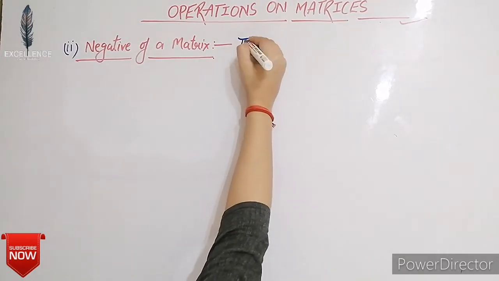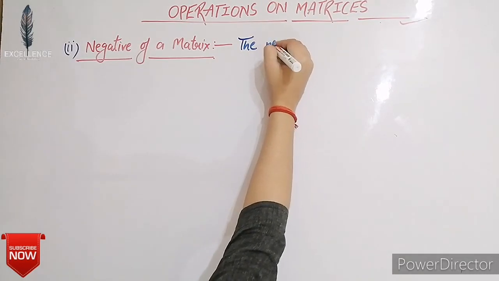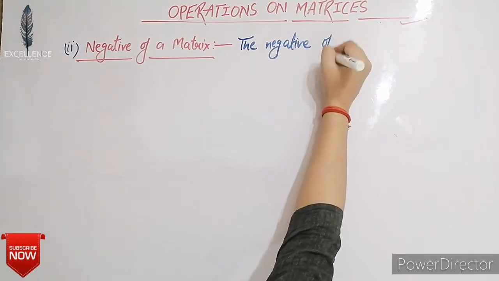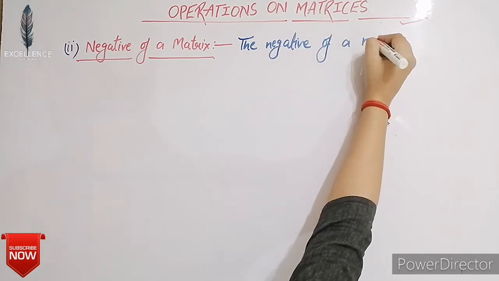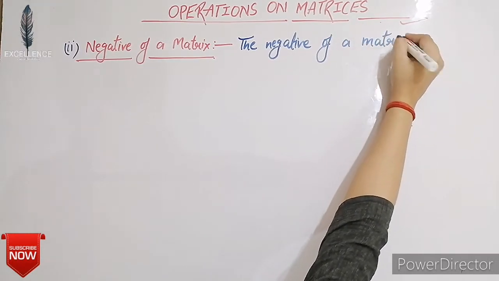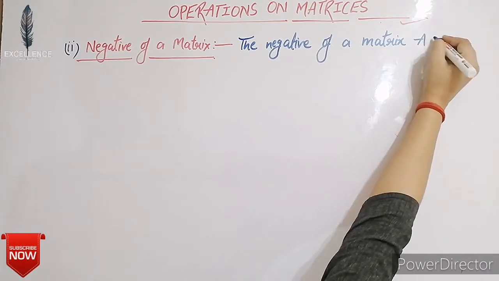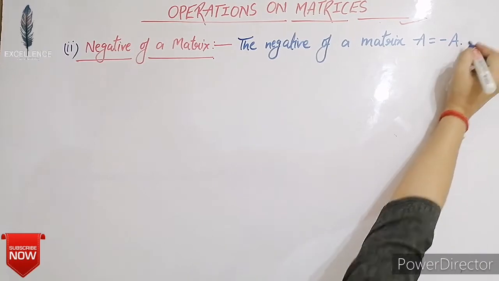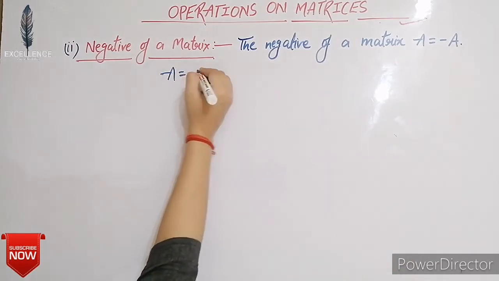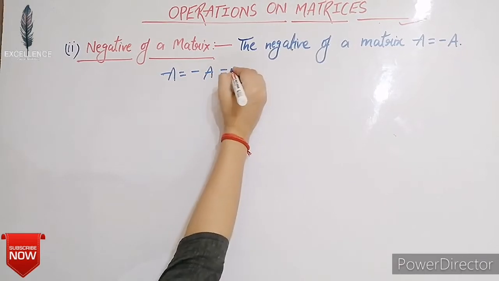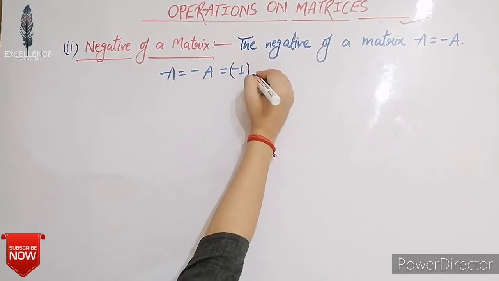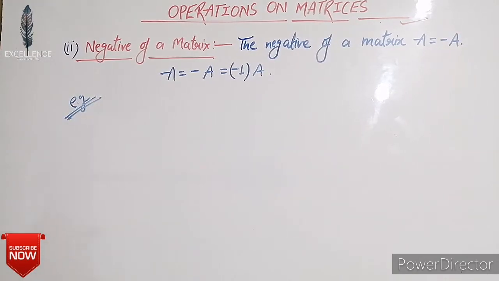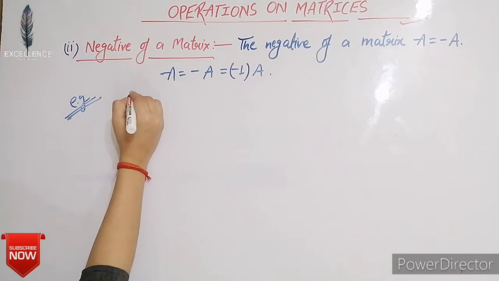The negative of matrix A. If we have a matrix A, then the negative of matrix A is equal to minus A, which is equal to minus 1 multiplied by A. If we multiply minus 1 to the given matrix, then we get the negative of that matrix.